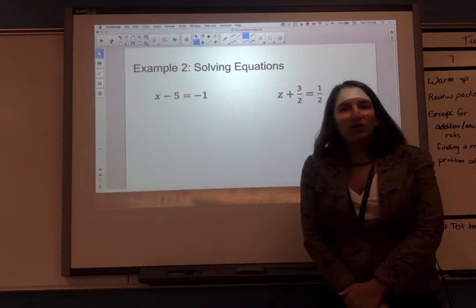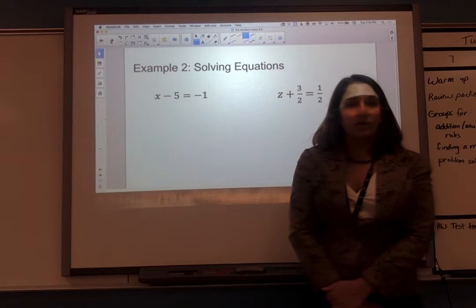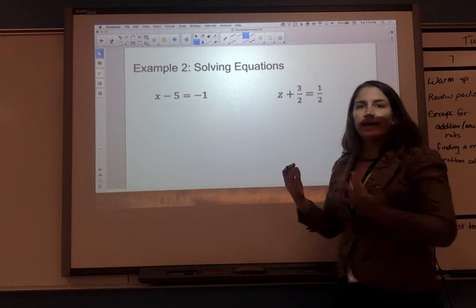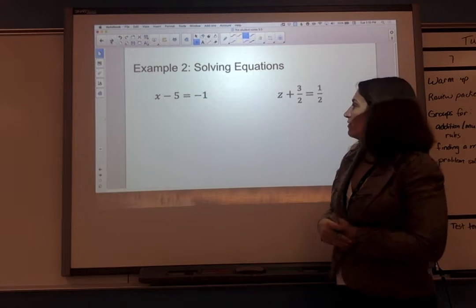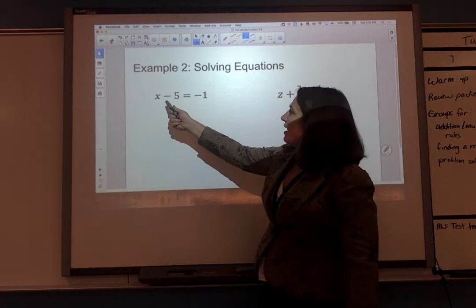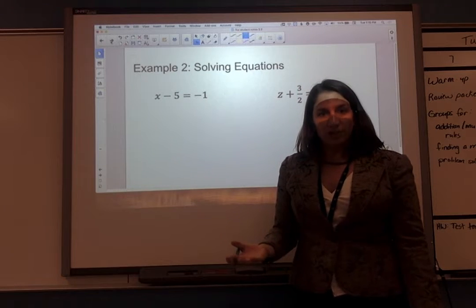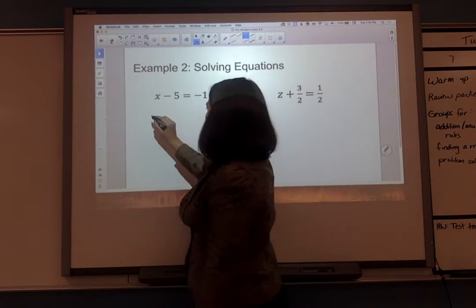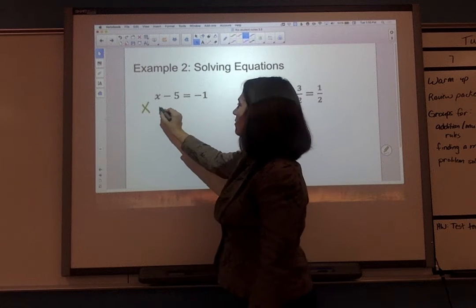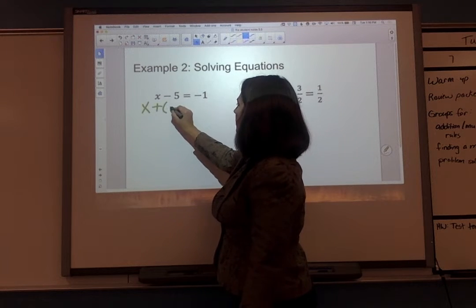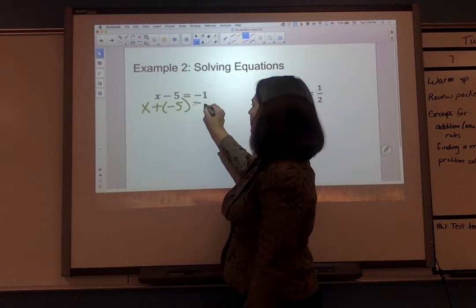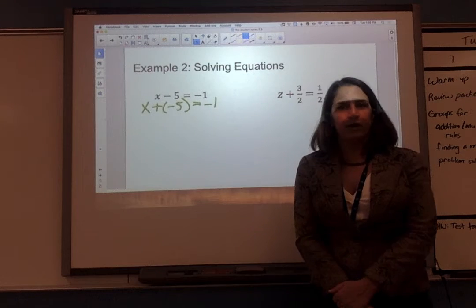All right, now we're going to try solving some equations without using the counters. We'll just go ahead and use some addition to solve this. So I have x minus 5 equals negative 1. I'm going to start by changing that to an addition equation, at least for now, that's going to be our method. So x plus -5 equals -1.